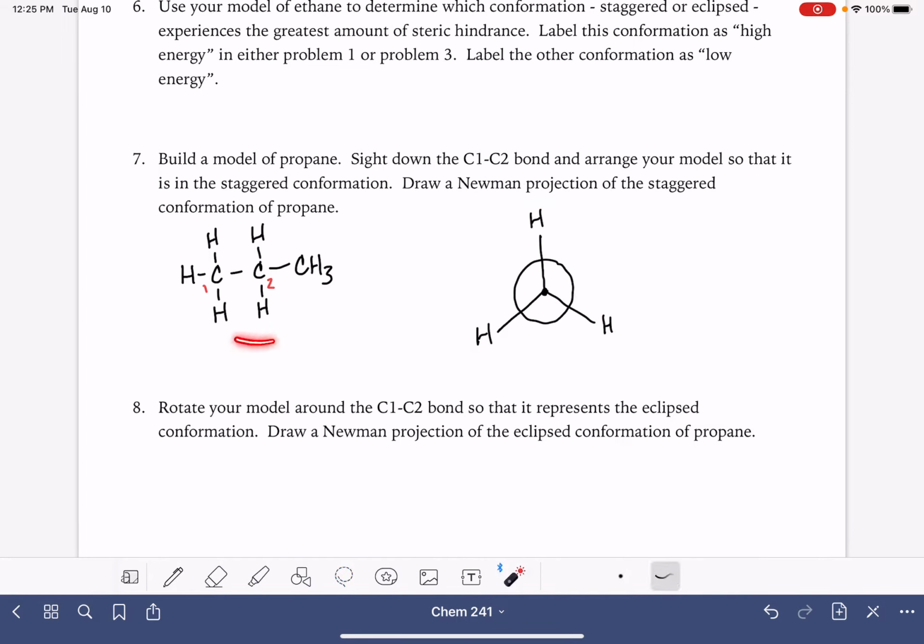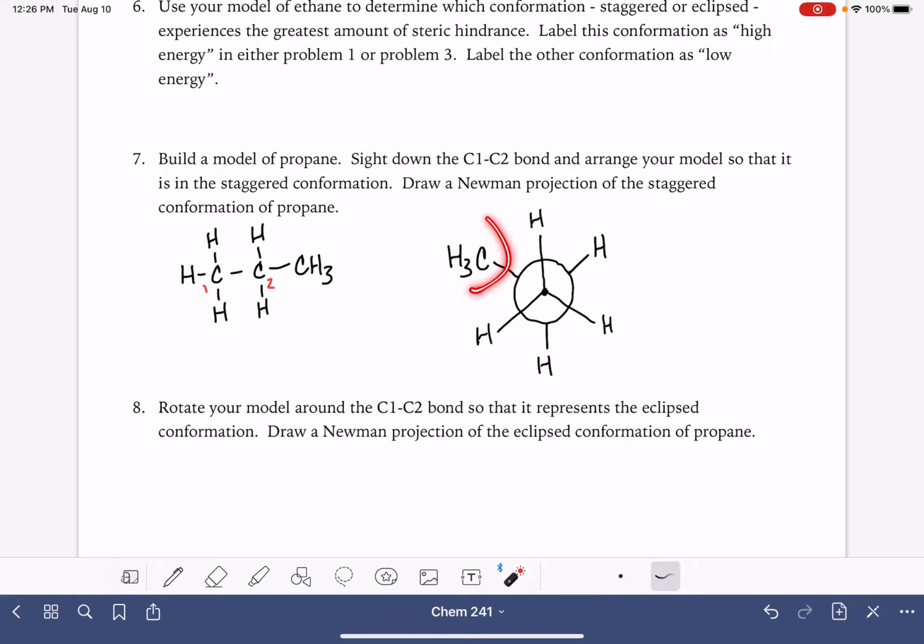And then on my back carbon, I'm going to draw a hydrogen and a methyl group. Because I'm drawing it in the staggered conformation, I want them in these positions right here so that I have 60-degree dihedral angles all around this. I need 2 of these spots to be hydrogen atoms and 1 of them to be a methyl, and it does not matter where I choose to put these different groups.